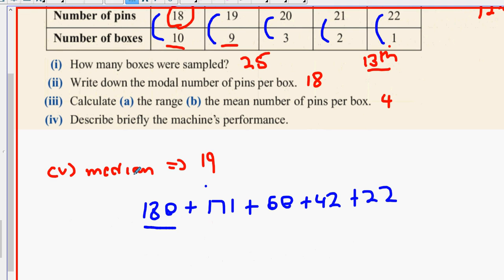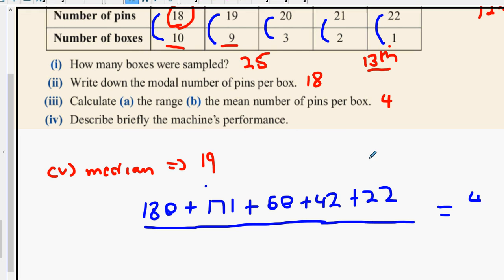Add all them up for me, Joe. 475 pins. Do I divide by 5 or do I divide by 25? Anybody tell me, do I divide by 5 or 25? Not 5, because although I have 5 numbers, those 5 numbers don't represent 5 boxes. They actually represent 25 boxes. So I need to divide it by 25. 475 divided by 25 is 19.